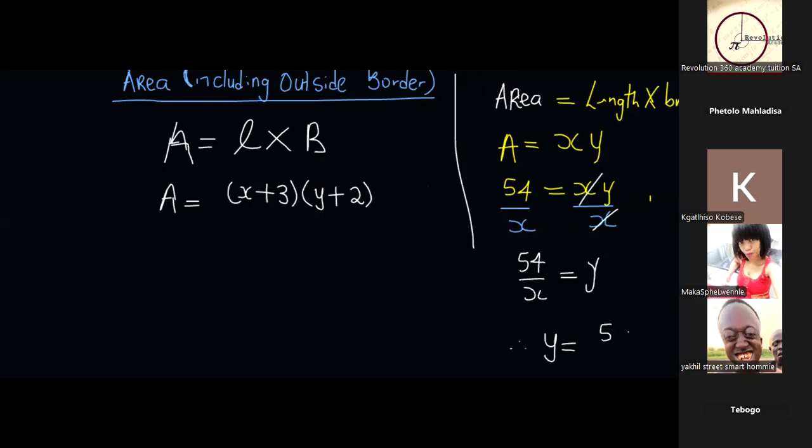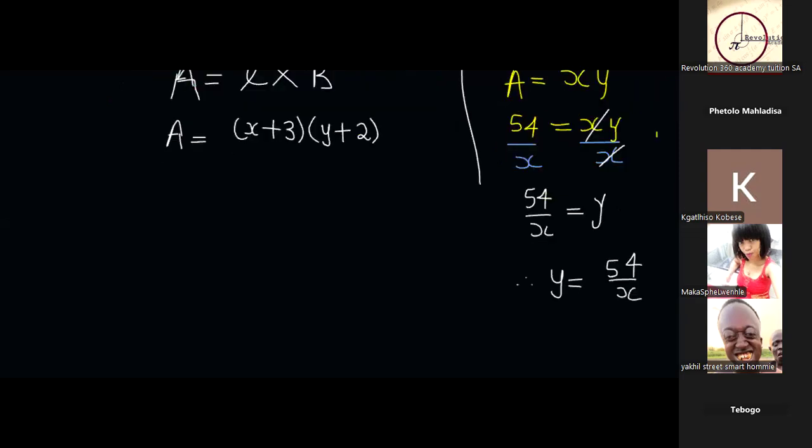This question is a bit tricky, but it needs you to focus at the end of the day. So we can actually say that is our equation number 1. Not only that, after getting that, for the area including the outside border, we're going to take that. Since this represents y, I'm going to say substitute y into the area. Substitute y is equal to 54 over x. So how many marks is this question? It's around 7 to 8 marks, somewhere there.